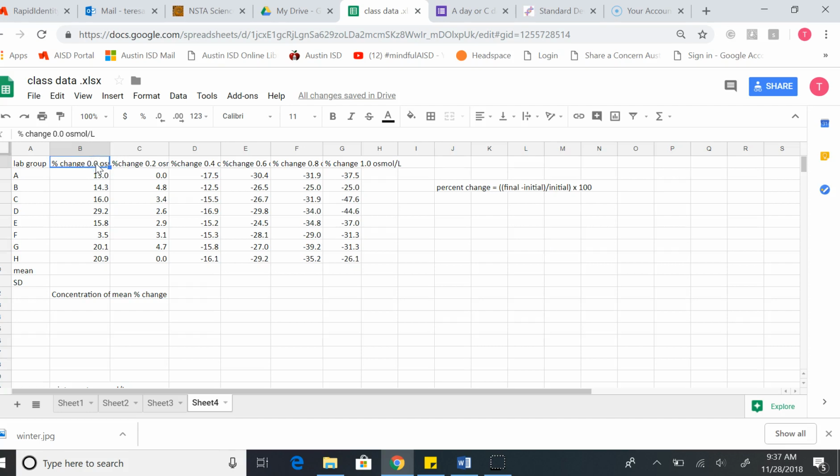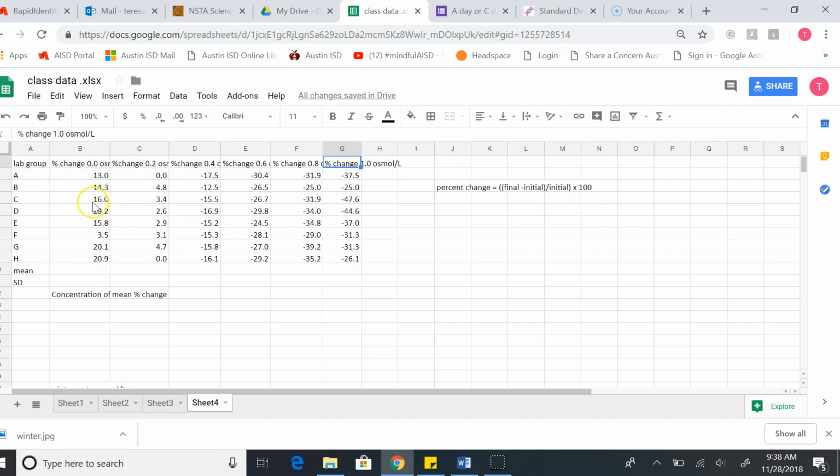So this would be the percent change for the potato cores that they put into distilled water at 0.2 osmoles per liter, or the moles of sucrose per liter, 0.4, 0.6, 0.8, and 1. And so for each group, they put in their percent change. So they took the final minus the initial over initial times 100. So that was the final mass of the potato core minus the initial mass of the potato core. So that's the difference, divided by the initial mass times 100. That's how you get these values here.